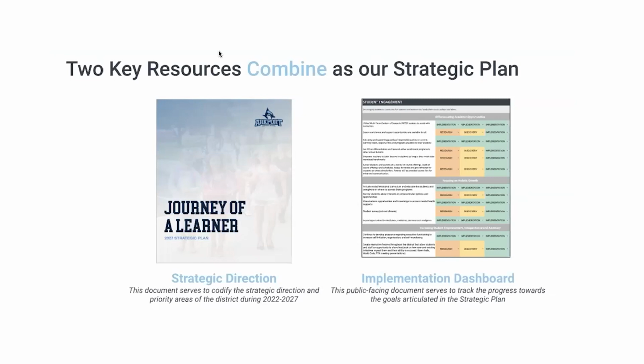And then second is the implementation dashboard, some type of way to track progress towards each of the goals that you just articulated in the strategic plan or the strategic direction. It's really important that you have structures in place to actually implement these ideas, because we all know that things get really busy. You have a million things on your plate. So having a one-stop shop like an implementation dashboard can be really helpful in order to execute some of the ideas that you have in your strategic direction or your strategic plan.